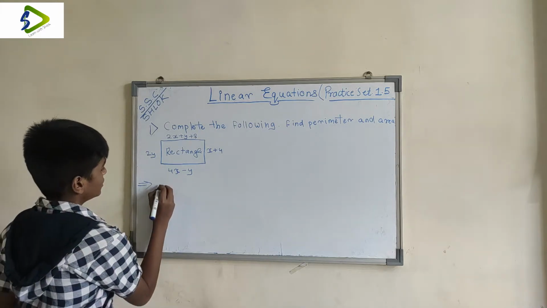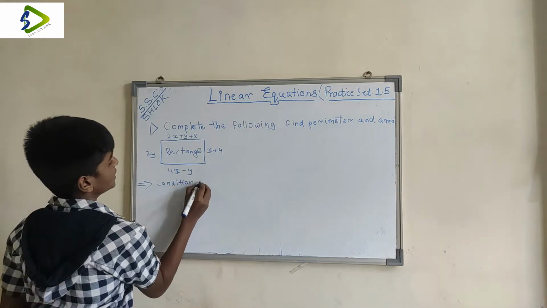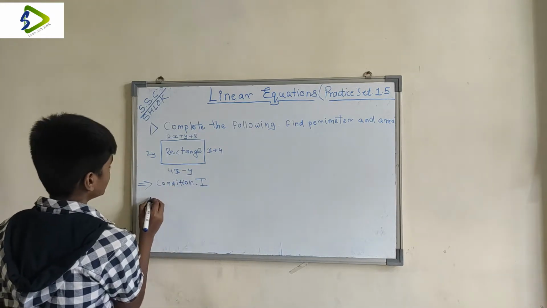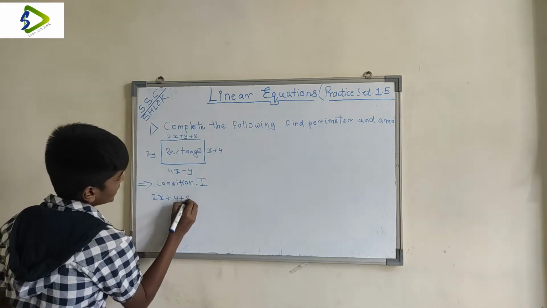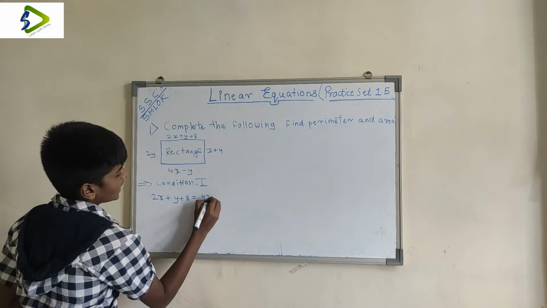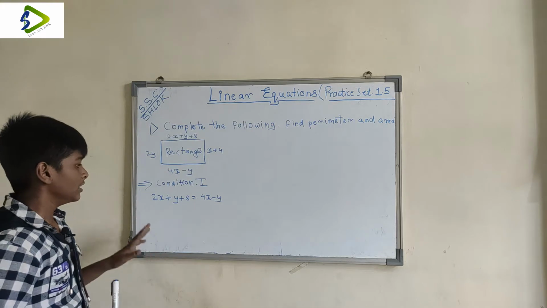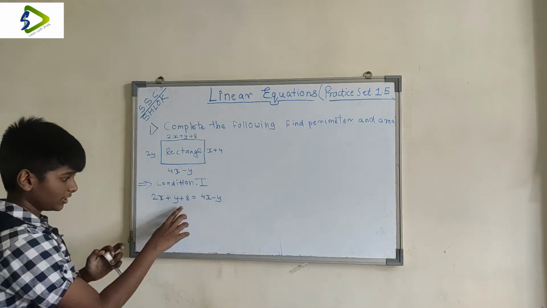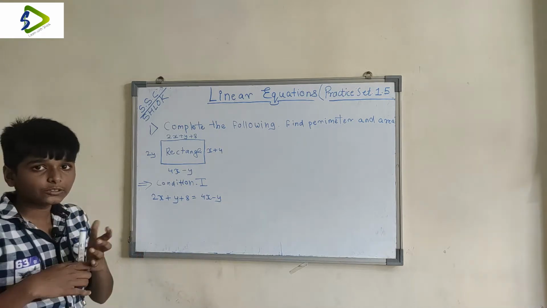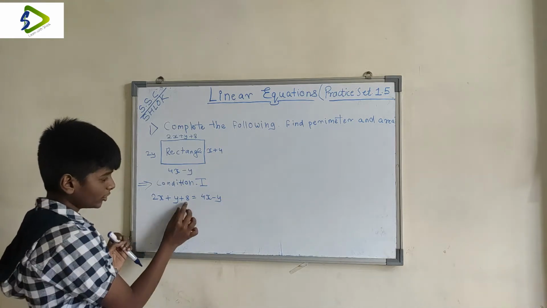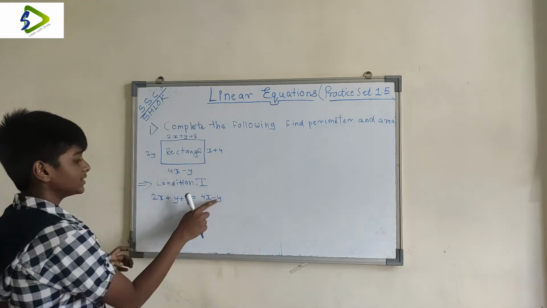So let's write it as condition. Condition 1 is that 2x plus y plus 8 is equal to 4x minus y. We know that first. Why? Because opposite sides are equal. Now what we do, we have to take the plus 8 to the other side and 4x and minus y to this side. Now you might ask why. To solve the equation, we must take the constant numbers to the other side and bring all the variables to one side.